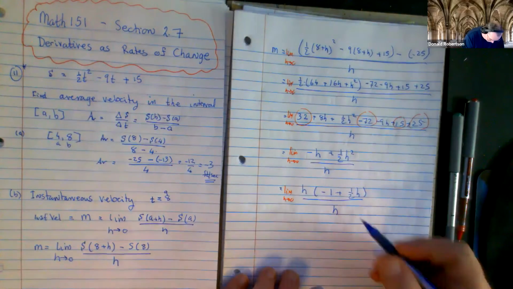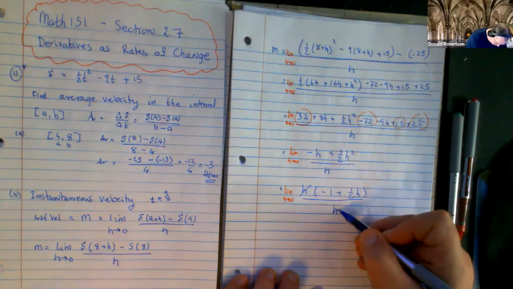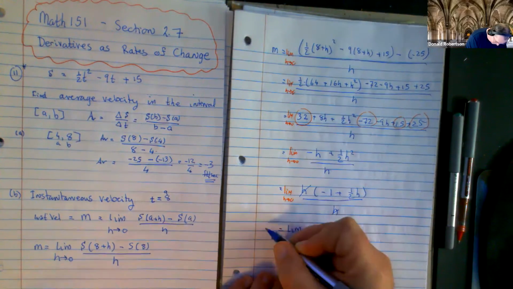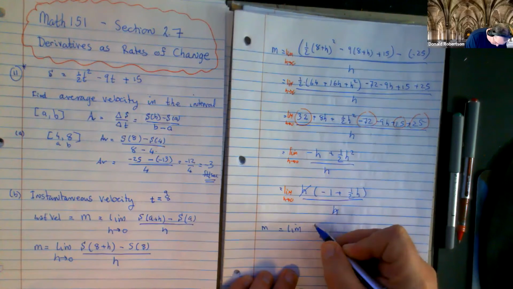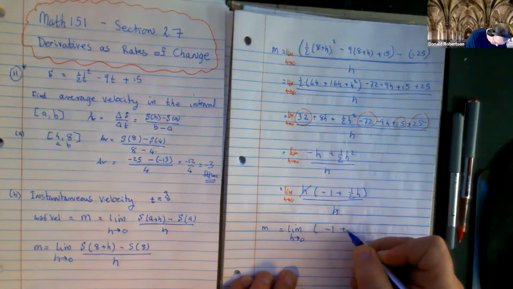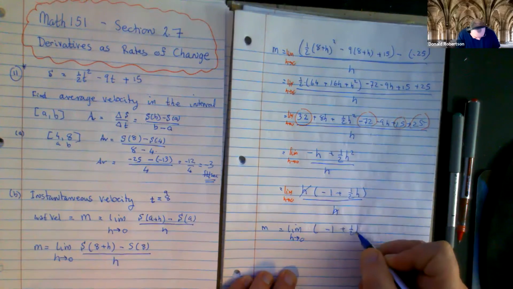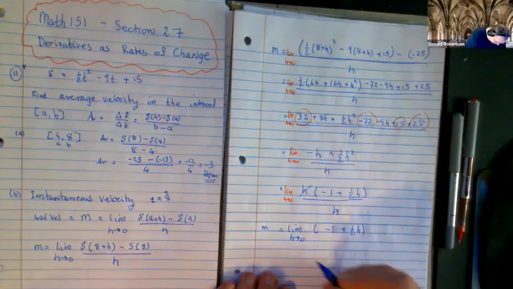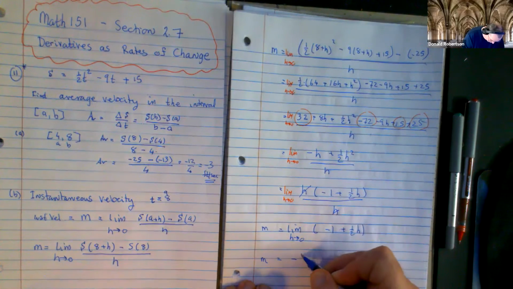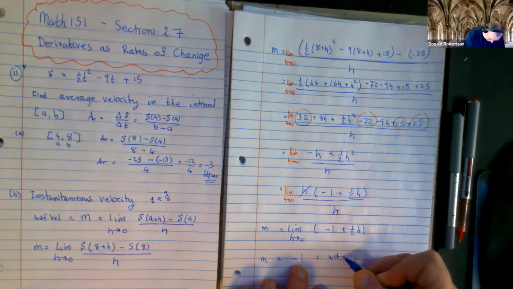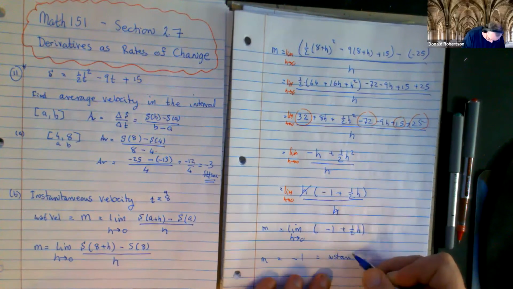So we can cancel. Now we're going to be looking at the limit as h tends to 0 of this guy. And at this point, you can just replace the h with 0 and you get -1. And that number that we've just found is the instantaneous velocity.